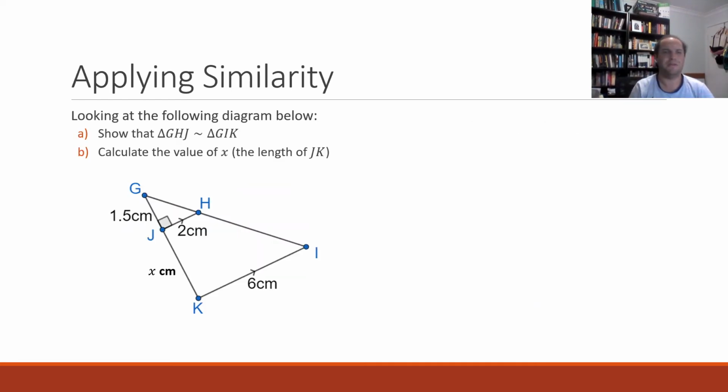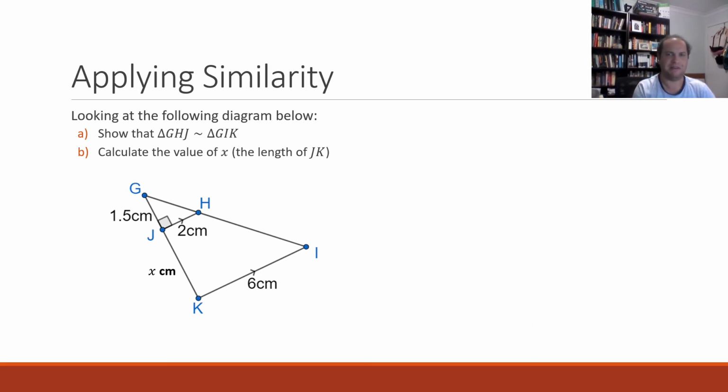Alright students, so what we have to do in this situation now is, looking at the diagram below, we have to first of all establish similarity. So show that the triangle GHJ here is similar to the triangle GIK. So we'll establish similarity, prove similarity. Then once we've proven similarity, we can then use that fact to calculate this unknown value of x here. So we're going to give that a go, starting in order.